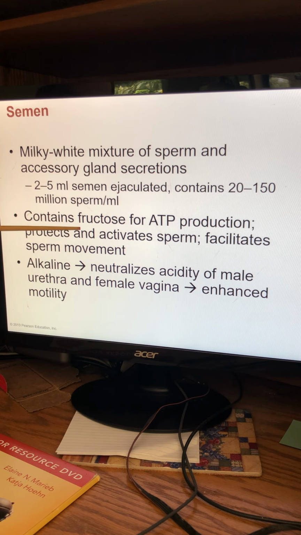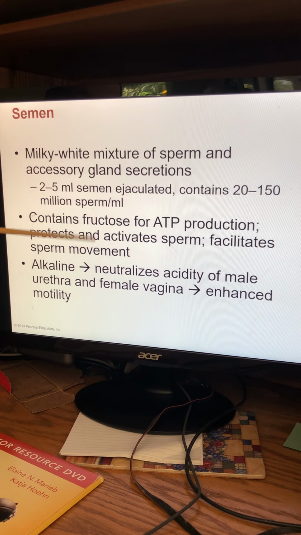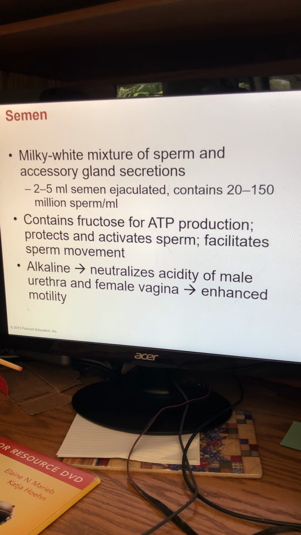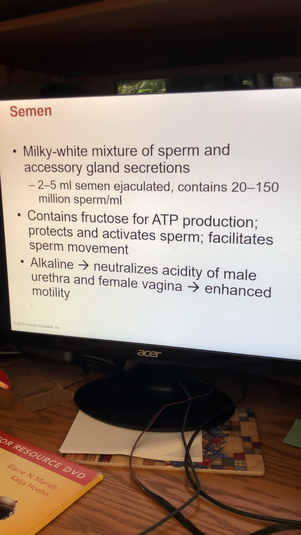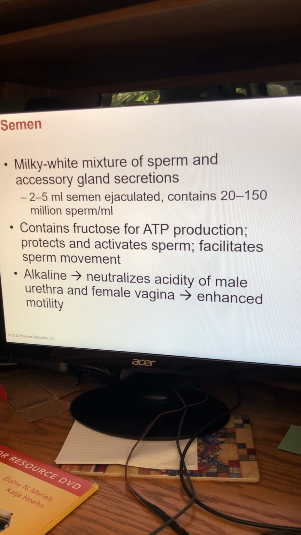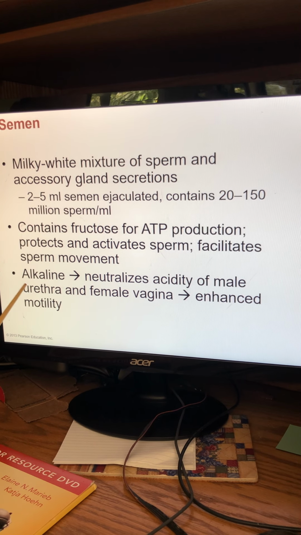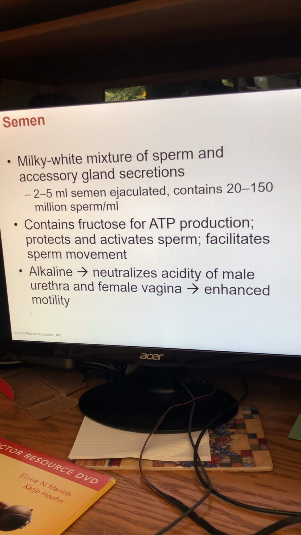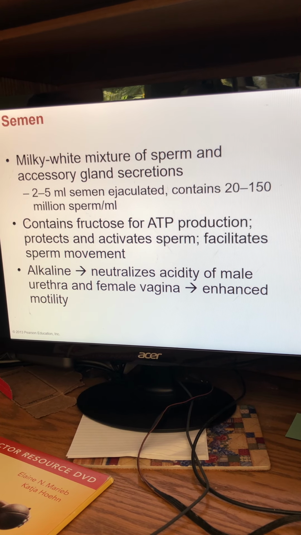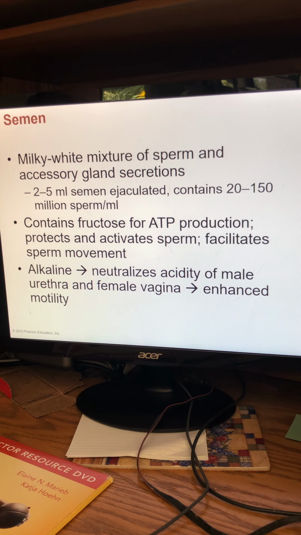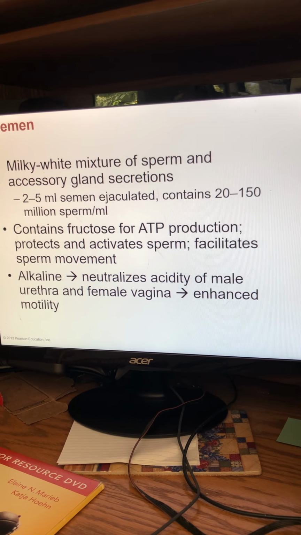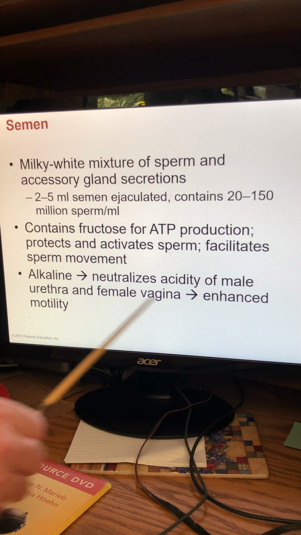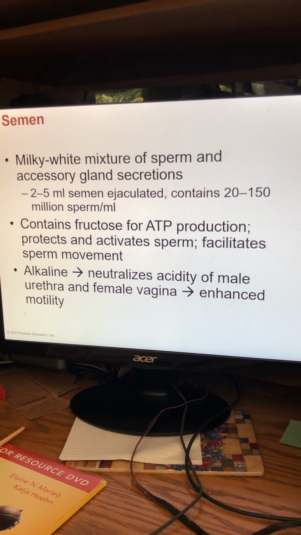So the accessory gland secretions are going to contain fructose. Remember, I mentioned that was going to be in the seminal glands. That's going to be for activating the ATP production. It's going to protect and activate the sperm so that these guys can make it out of the male body into the female body. And it's going to also facilitate the sperm movement. So it is alkaline. It'll neutralize any of the acidity of the male urethra and also the female vagina, because when we get into the female portion, the vagina is going to be slightly acidic to kill off any bacteria that might be in there. And it's also going to jumpstart their swimming, out of the male body into the female body.